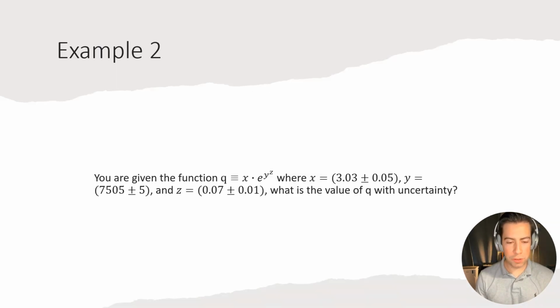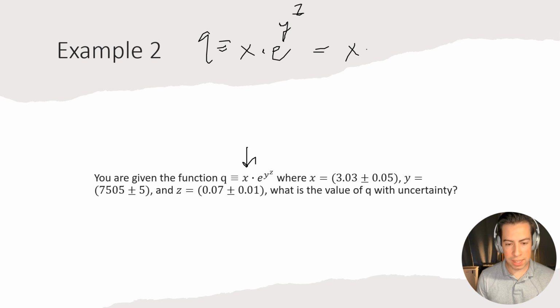So now for example 2, we're given this function q is defined as x times e to the y to the z. So let's go ahead and simplify that function really quickly. So q is defined as x times e to the y to the z. Now this is actually the same thing as x times e to the y times z. Okay, so there's some exponent rules there. Now the other thing is we want to figure out what the value of q is with uncertainty. Okay, so what I'm going to have to do here is, first of all, let's go ahead and write out what it should look like symbolically.